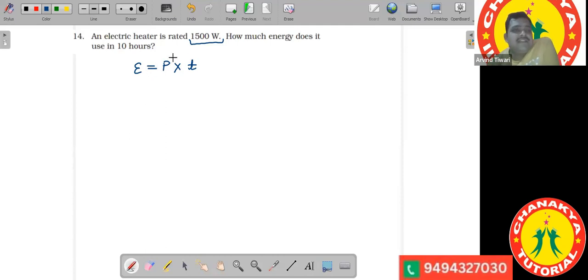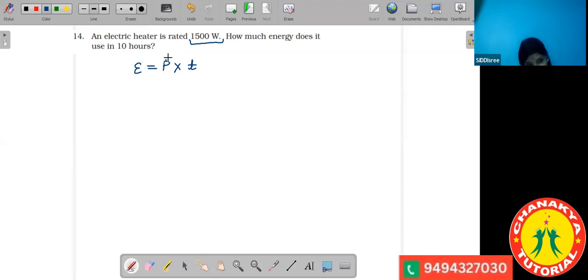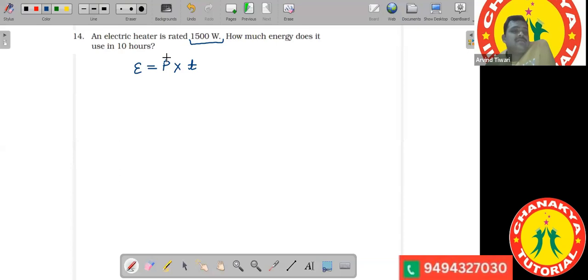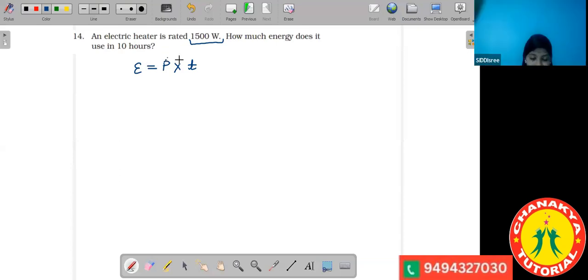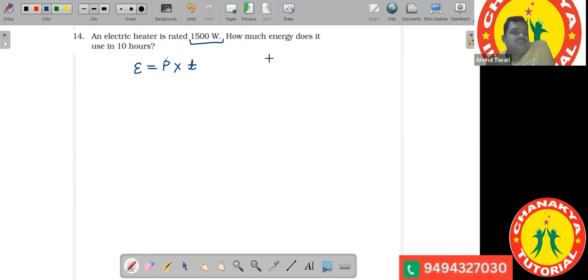Okay, Harini, Siddhisri, what does P stand for? No, what does this P stand for? P. Power. So, in this question, what is power? Power is 1500 watt. The symbol W is for watt, and watt is the unit of power. So, in that way, we can identify that this 1500 watt is power.